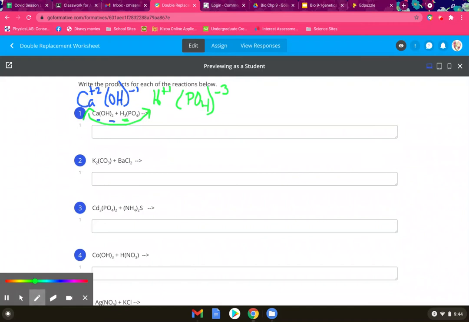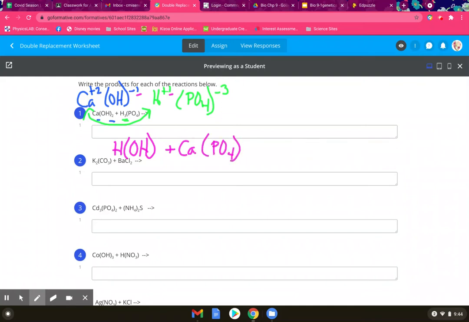So for this, H will be with the OH. So H with the OH, and that's a 1 and a 1, so we don't have to worry about crisscrossing. Plus, now the Ca is with the PO4. Ca is +2, so that gives us a 2 down there. PO4 is a -3, so we get a 3 there. So that would be our product.